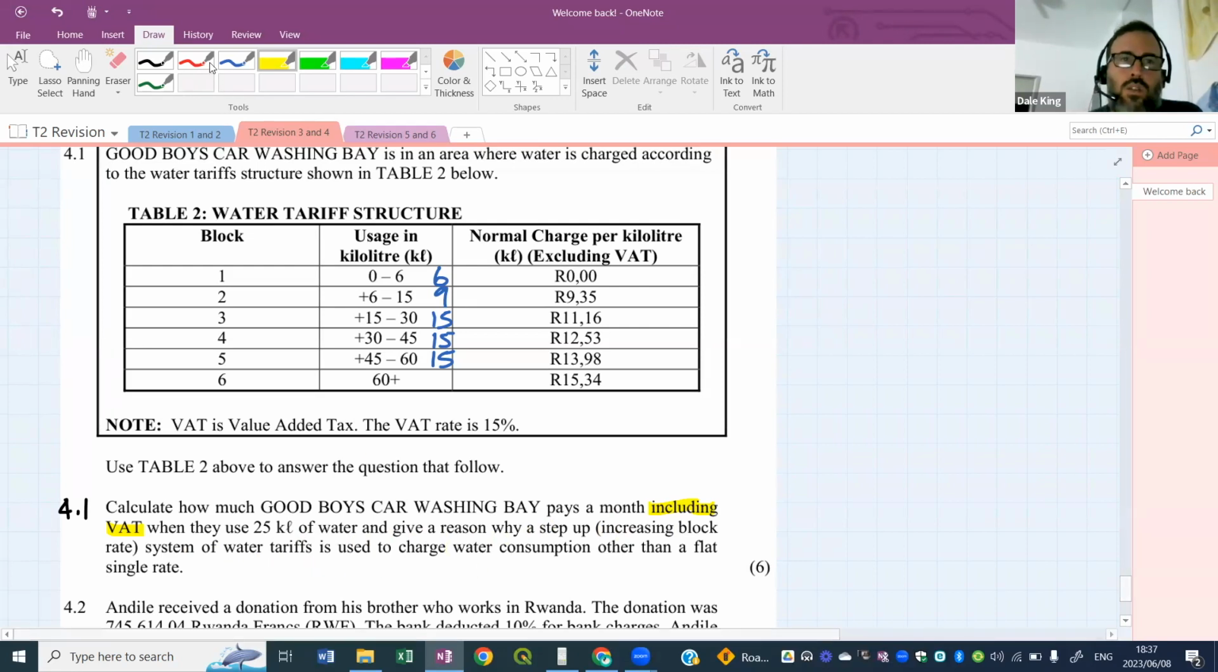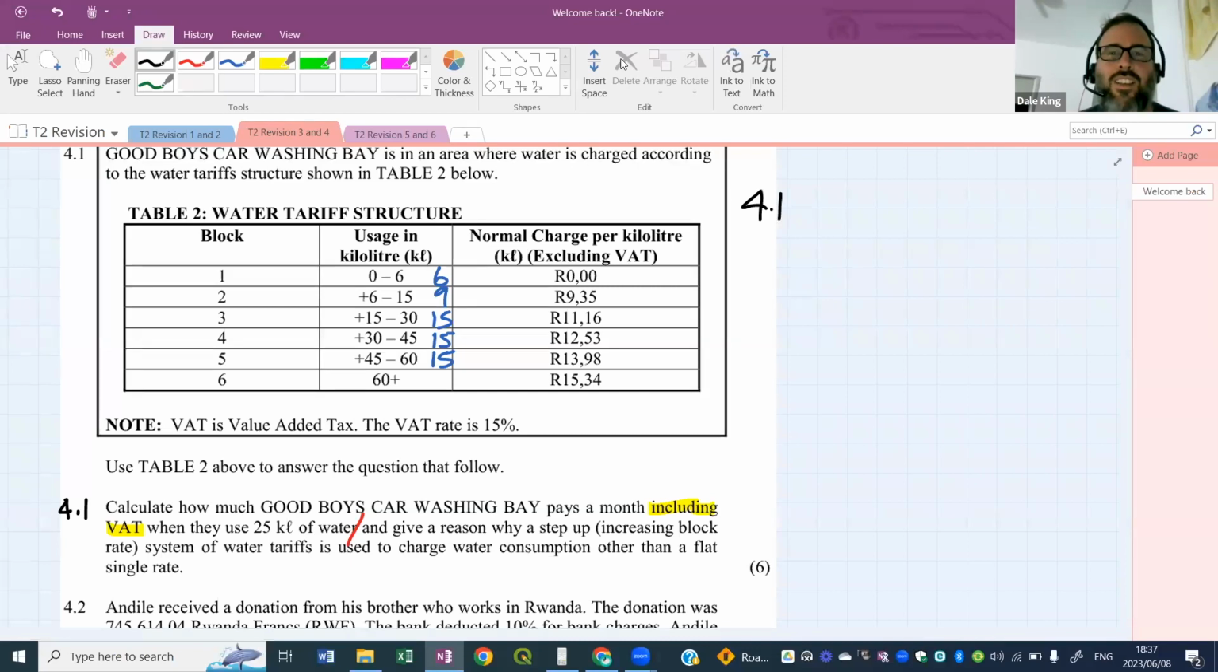All right, this question has 2 parts. Calculate how much the car wash pays a month, including VAT, when they use 25 kiloliters of water. So we stop there. The second part of the question, leave it for now. Let's just calculate how much they pay if they use 25 kiloliters of water, and we must include VAT, right? Because these values here are VAT excluding. Okay, all right. Who would like to help me with this? Who's brave enough? Anybody?